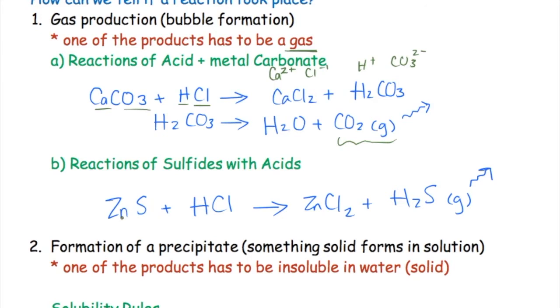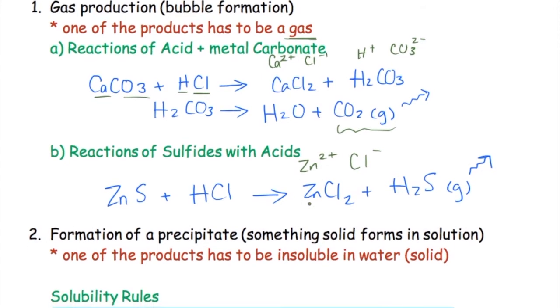Whenever you react sulfides with acids, so this is hydrochloric acid and zinc sulfide, you will produce hydrogen sulfide, which is a gas. Now, let's see how I came up with this formula for zinc chloride. Zinc is Zn 2 plus from the periodic table, Cl is 1 minus, you crisscross: Zn1, Cl2. Always make sure you do that. Don't just invent formulas for compounds.